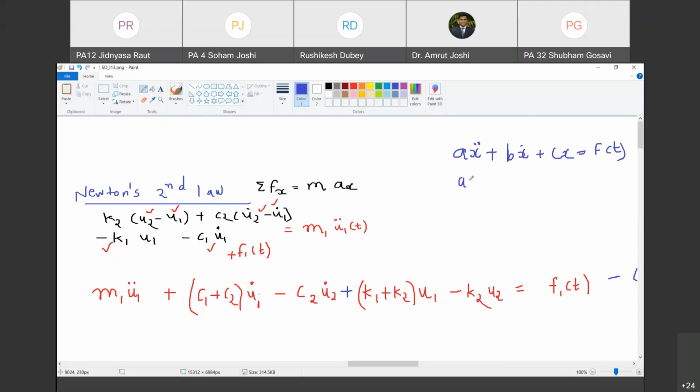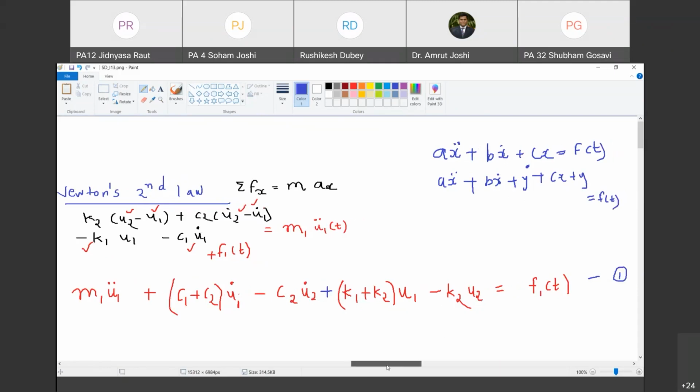However, if you have an equation like a x double dot plus b x dot plus y dot plus c x plus y equal to f of t, how will we solve this equation? There are two differential equations inbuilt in this single one. Do you agree with me? Yes, sir. You have differentiation of x with reference to time. You also have differentiation of y with reference to time. The same is happening here. You have u1 double dot, u1 dot and u1, but you also have u2 dot and u2, which are functions of time. You agree with me? Yes, sir.